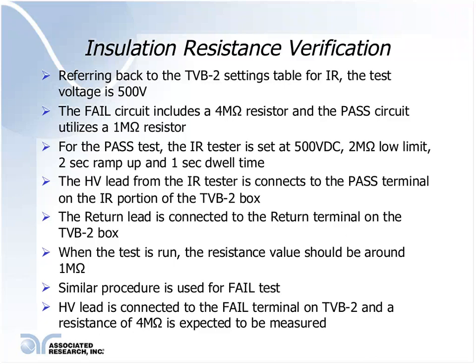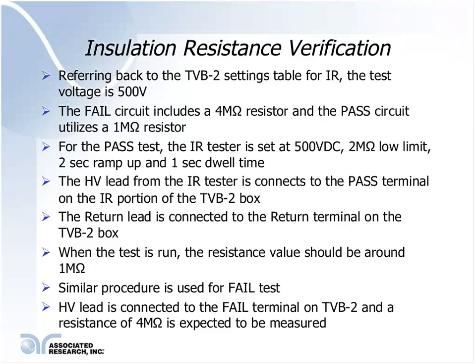The IR unit is set at 500 volts DC. On the pass side, for the pass test, we're going to set a low limit of 2 mega ohms, a 2-second ramp up time, and a 1-second dwell time. So this time, the high voltage lead from the IR tester will be connected to the pass terminal of the IR portion on the TVB2 box, and the return lead again will be connected to the return terminal of the TVB2 box, going back to the unit's return port.